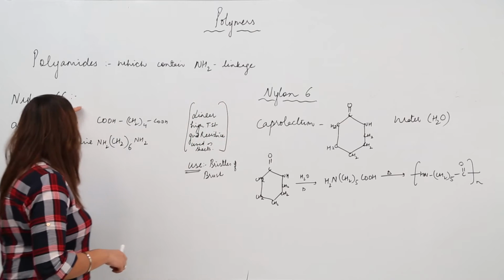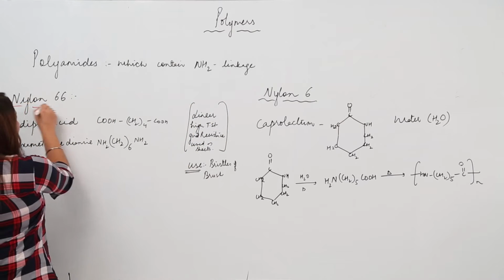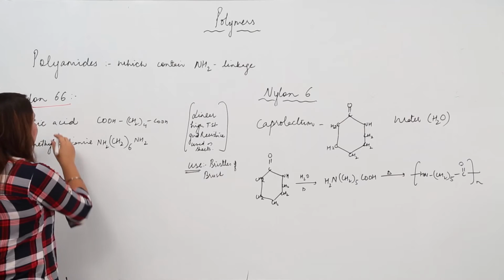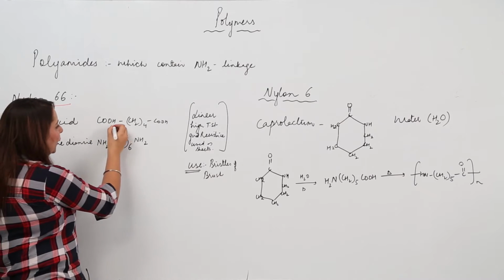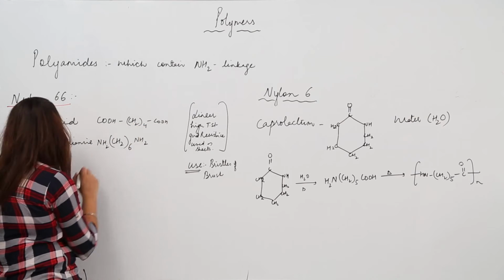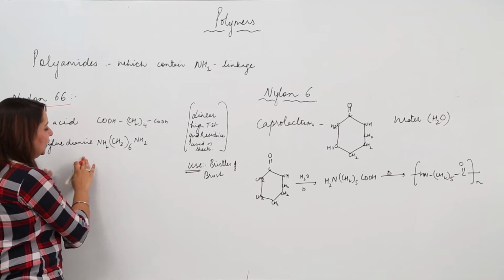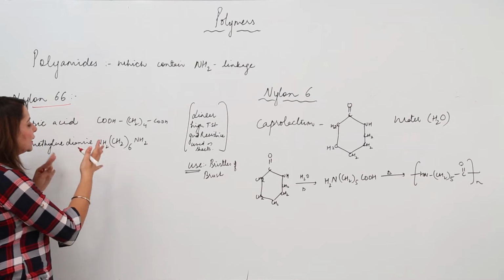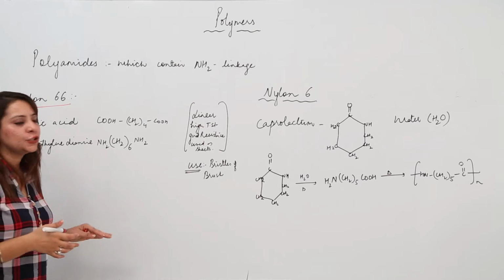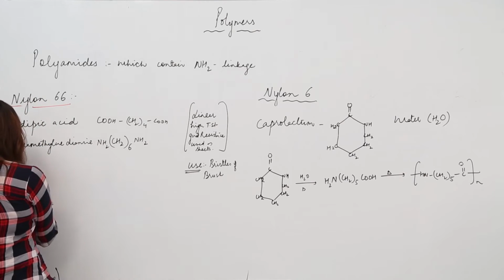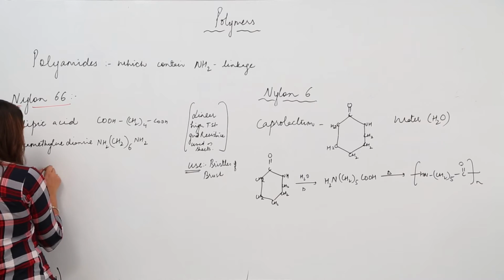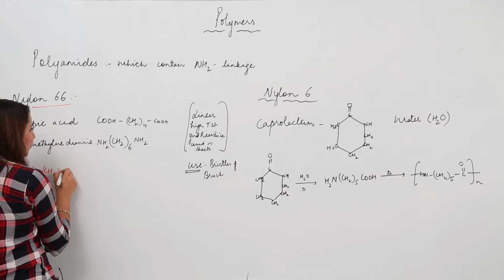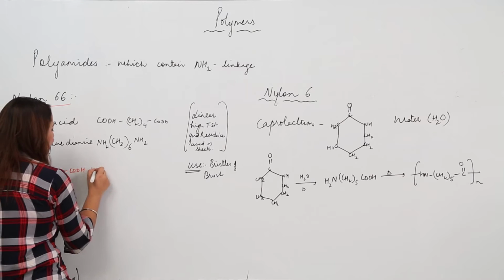So first we'll start with nylon 66. The monomers for nylon 66 are adipic acid, that is COOH, CH2 whole 4, COOH, and hexamethylene diamine, that is NH2, CH2 whole 6, NH2. Now this is formed as a result of condensation polymerization. So I'm just going to write both the monomers and show you how they condense.